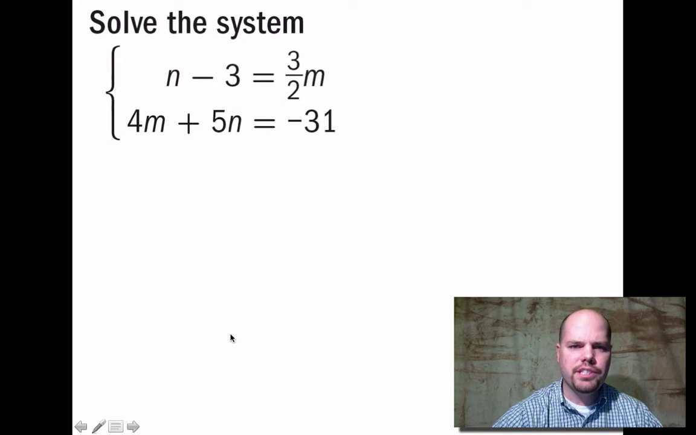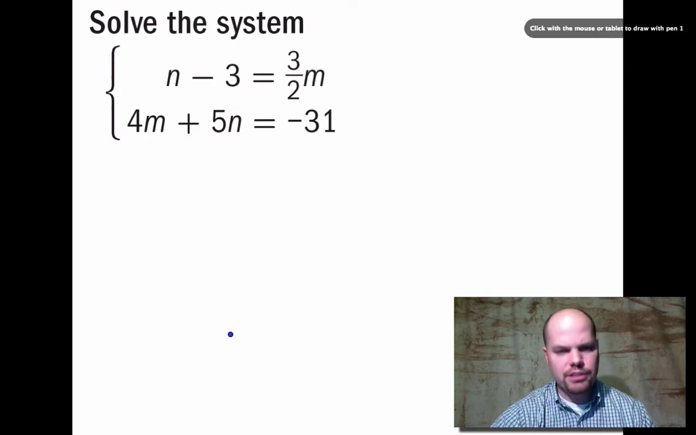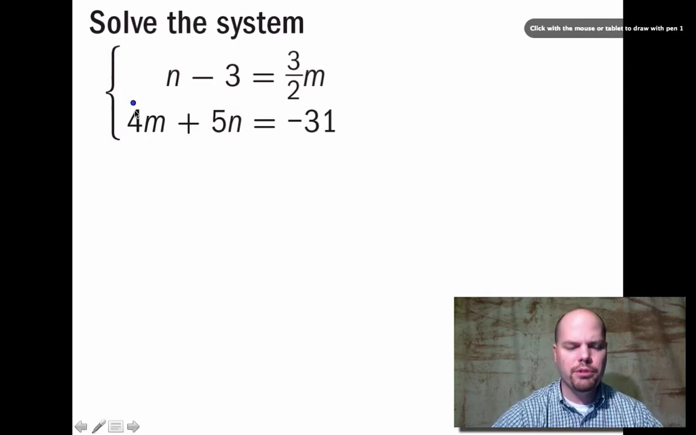All right, solve the system. n minus 3 equals 3/2 m, and 4m plus 5n equals -31. Now, notice this one is not really set up for the multiplication and elimination method. So, would substitution work better, or can we rearrange this to use the elimination and multiplication method?